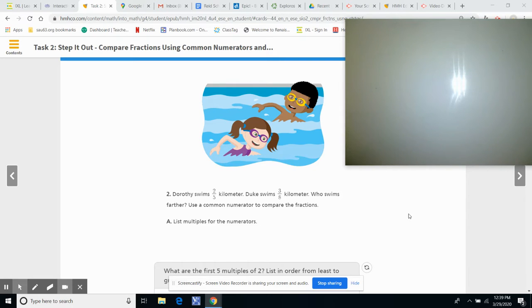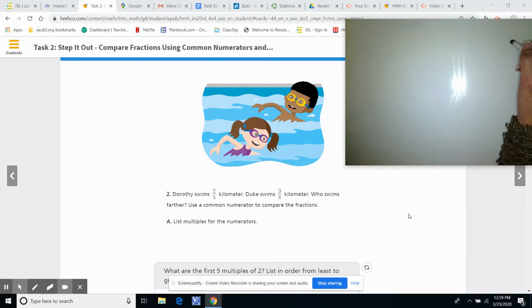It says Dorothy swims 2/5 kilometers. Duke swims 3/8 kilometer. Who swims farther? Use a common numerator to compare the fractions. So you're going to list multiples for these numerators. What's going to be different about this one is that we're going to be comparing numerators, not denominators. So we're going to try to make the numerator the same instead of the denominator.